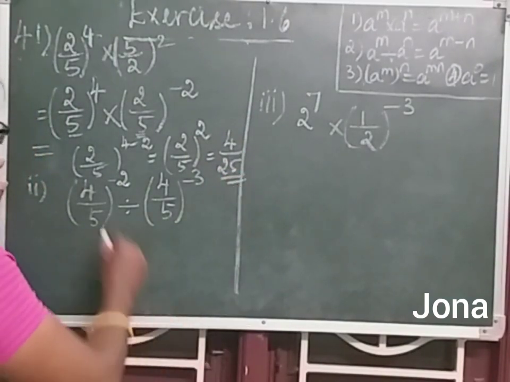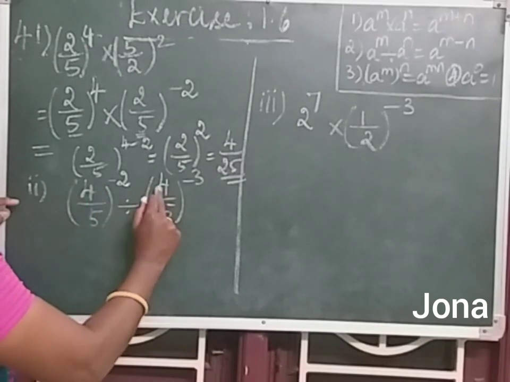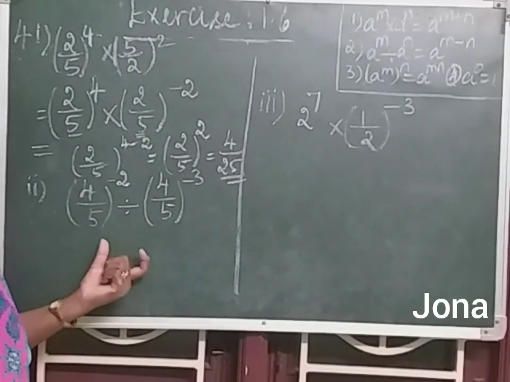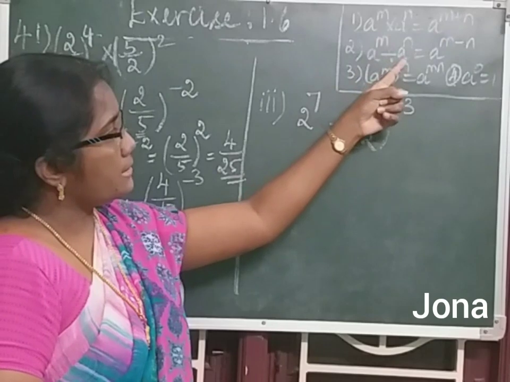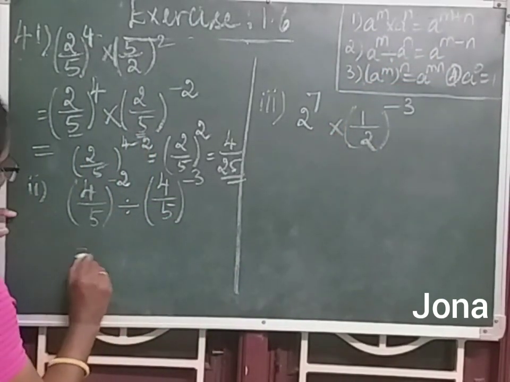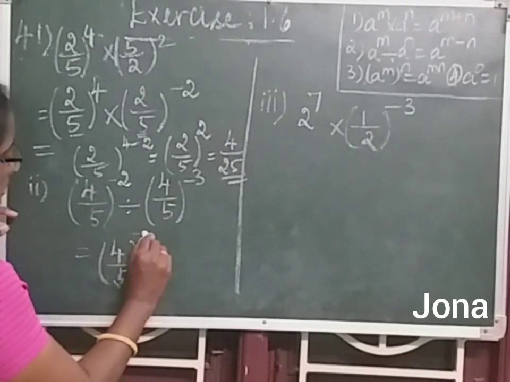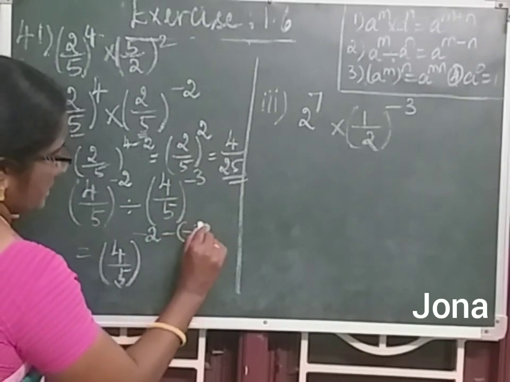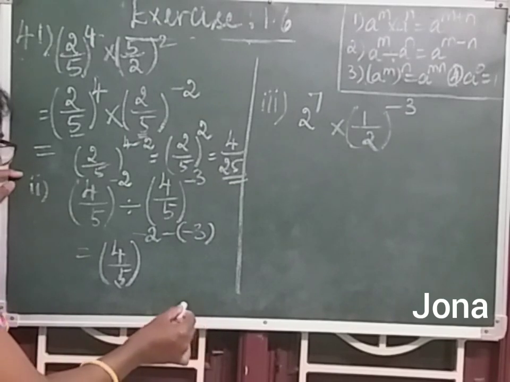Okay. Look at the next problem. Here (4/5) whole power minus 2 and (4/5) whole power minus 3. The bases are the same here, so it is in division. When it is in division, if the bases are the same, we have to subtract the powers. So take the base as it is, (4/5), and we have to subtract the power minus 2 minus of this minus 3. Here already minus 3 is given, so take it as it is, that minus 3.